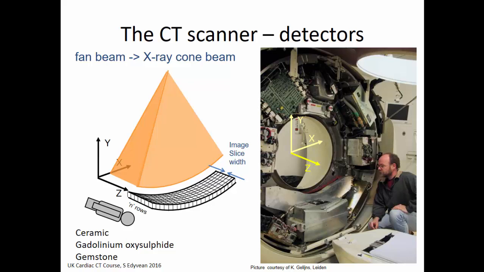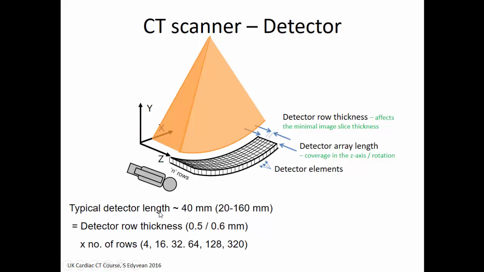If we look at the typical detector length, so this is along the patient length, we're talking about 40 millimeters, anything between 20 and 160 millimeters, but for cardiac, you're looking at 40 millimeters. And these detector elements are about half a millimeter in thickness. And as I said, there's a number of detector rows.